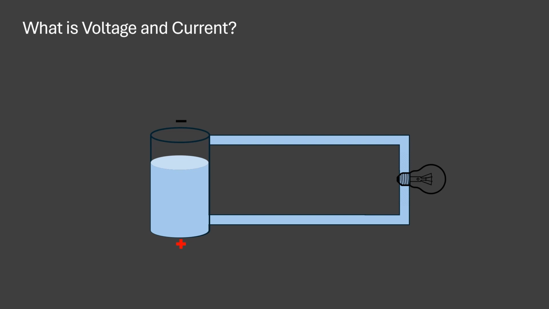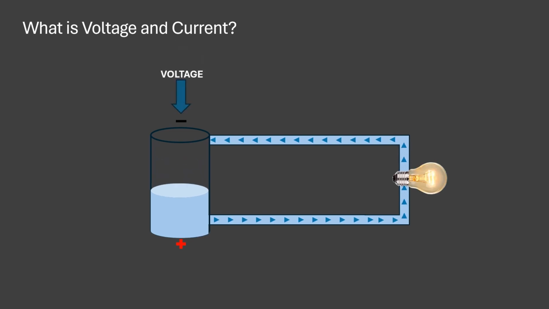current. I have a battery here, which is a voltage source, a single path for the flow of current, and an electric bulb which comes on when current passes through the circuit. Think of voltage as electrical pressure. It is the force that pushes electrons through a circuit and is measured in volts.